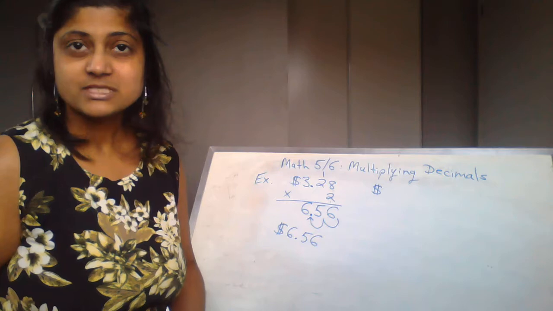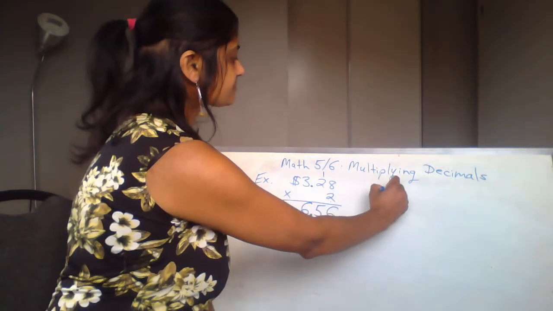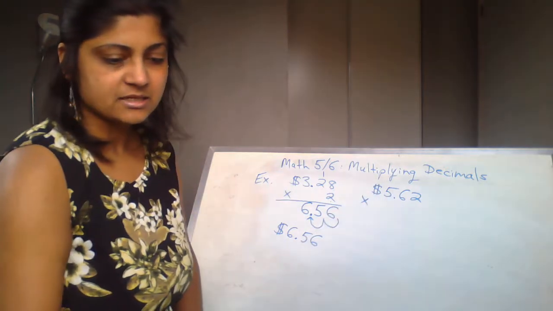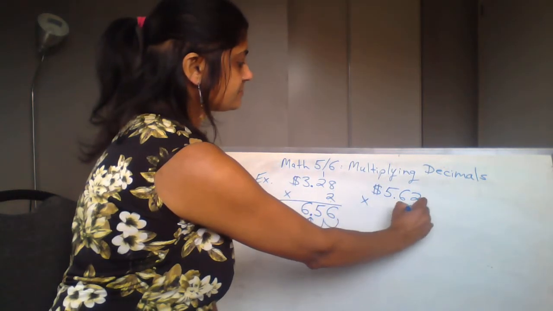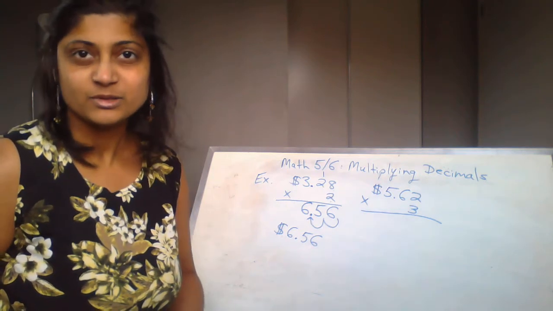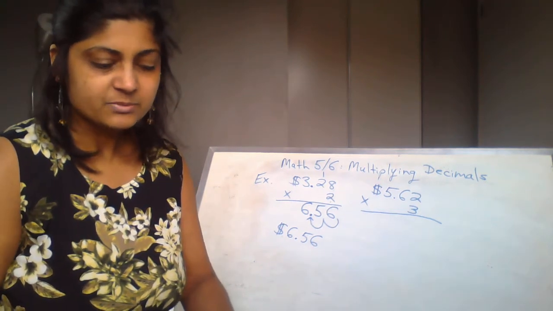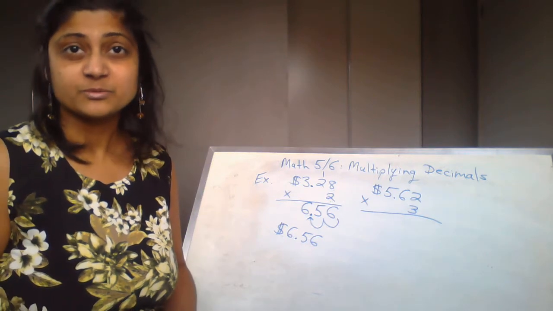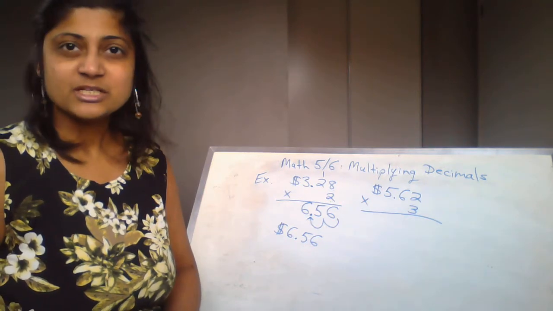So $5.62. And what I'm going to do is times that by 3. Okay, so we're keeping all the numbers really small, so everyone can follow along. Okay, and then maybe we'll try a couple of the application questions, which are just word problems, okay? So let's try this question here.